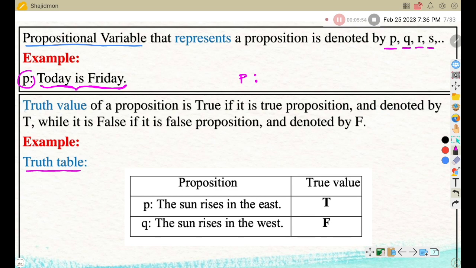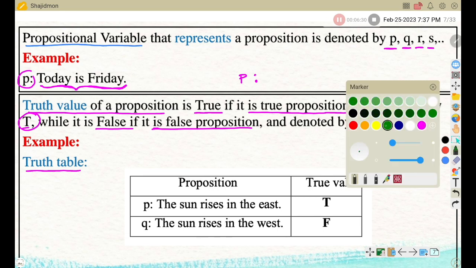Okay, now just before we discuss it, the truth value of a proposition is true if it is a true proposition, and it is denoted by capital T, while it is false if it is a false proposition, and it is denoted by capital F. So as I told you, a true proposition we represent using capital T, and a false proposition we represent by capital letter F. Now, a truth table means we are writing the truth value using a table. We are writing propositional variables and truth values using a table. That is what we call the truth table.